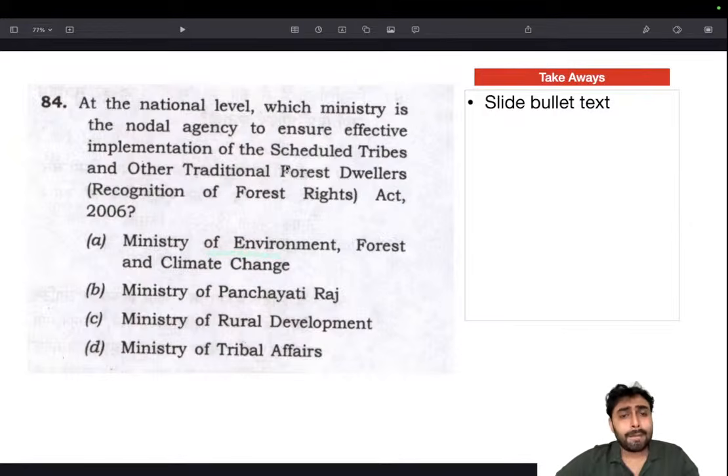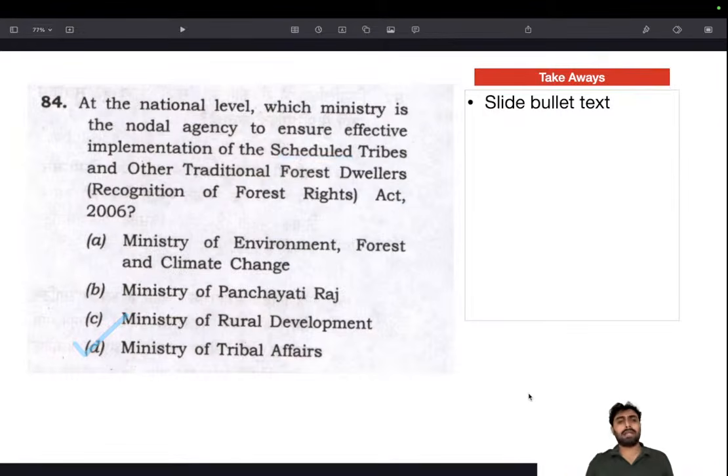So here, choosing between both, go through the question again. It mentions Scheduled Tribes and Other Traditional Forest Dwellers. So it's explicitly mentioning Scheduled Tribes, and since there is an explicit mention of Scheduled Tribes, it's a very good chance that the Ministry of Tribal Affairs will be the answer. The Ministry of Environment, Forest and Climate Change is a possible thing, but compared to Tribal Affairs, with the mention of Scheduled Tribes, this is going to be the more accurate answer, and in this case, it's the right answer. So, Ministry of Tribal Affairs.